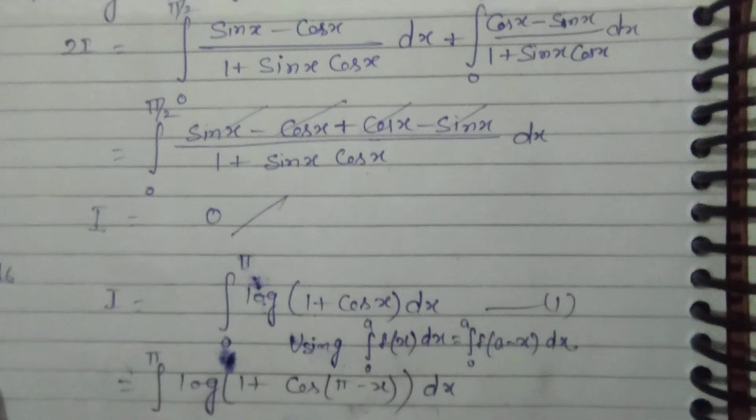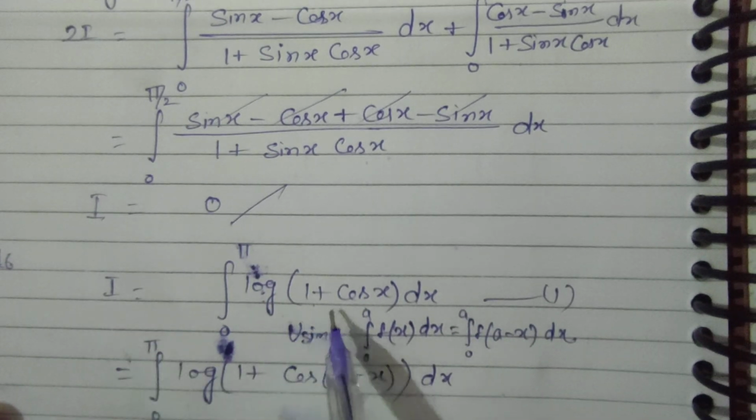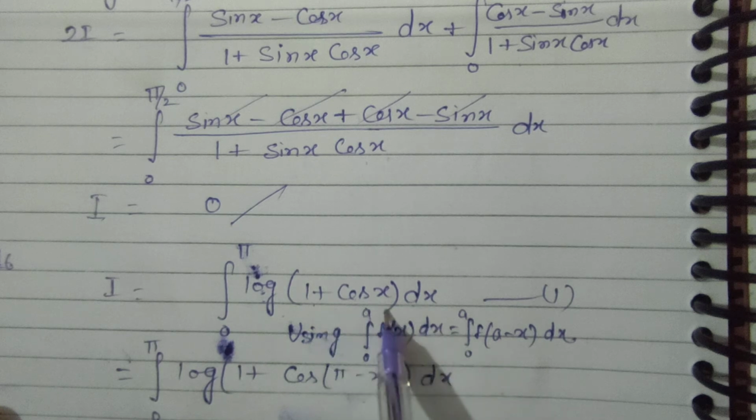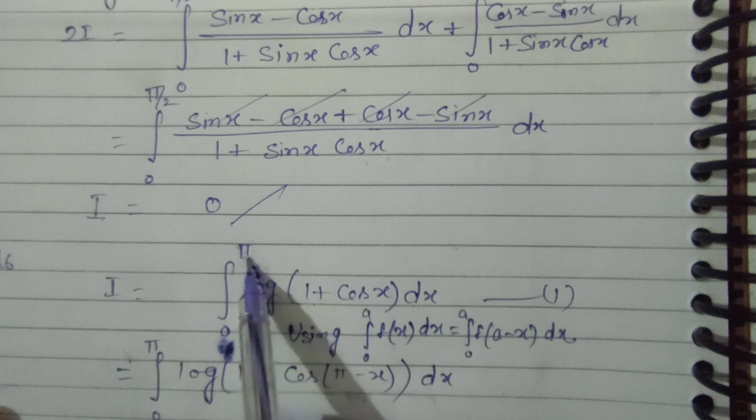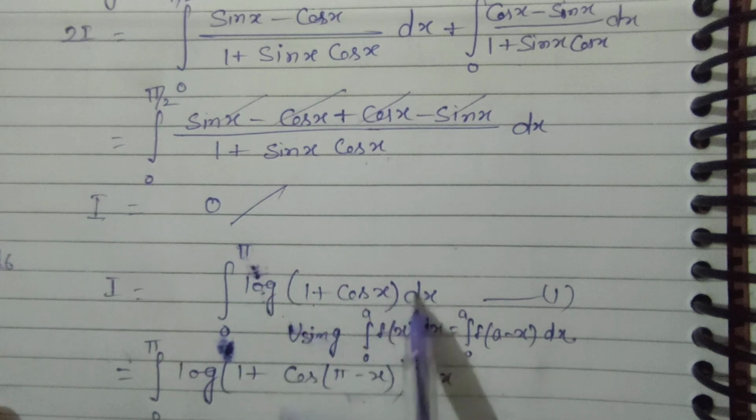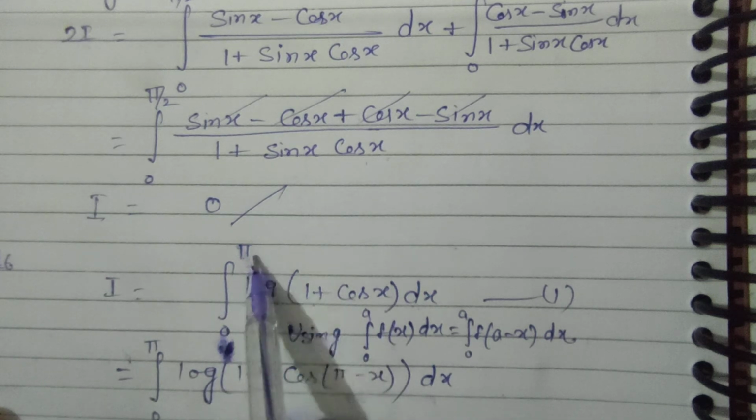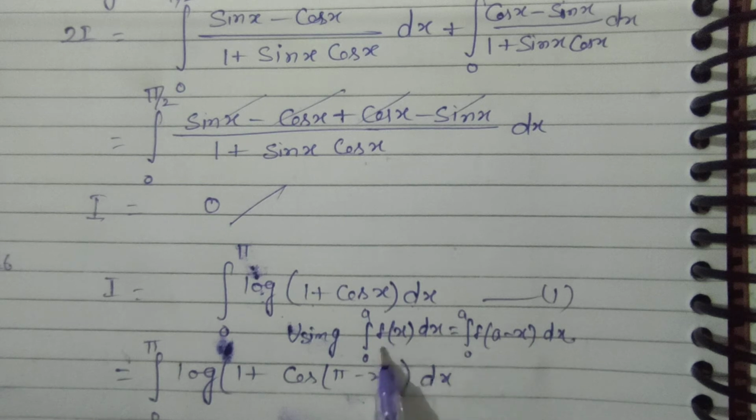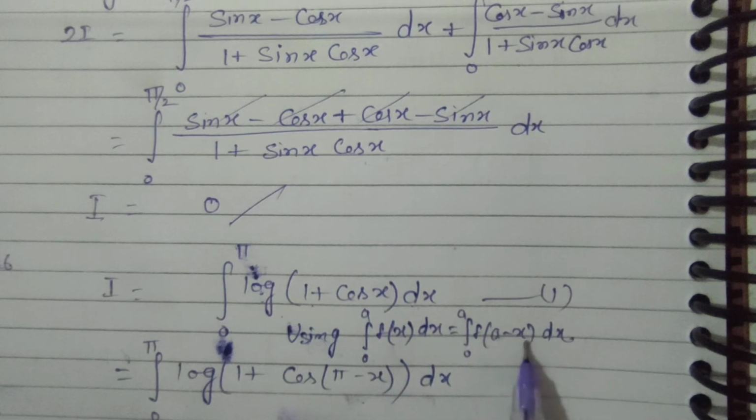Now come to the 16th question. This is log of 1 plus cos x. We have to find the integration of log of 1 plus cos x, and the limit is 0 to pi. Here we will use the same property. If the limit is 0 to a, f x dx, integration of f x, then we will replace x by a minus x. We will use the same property, the fifth property, here.